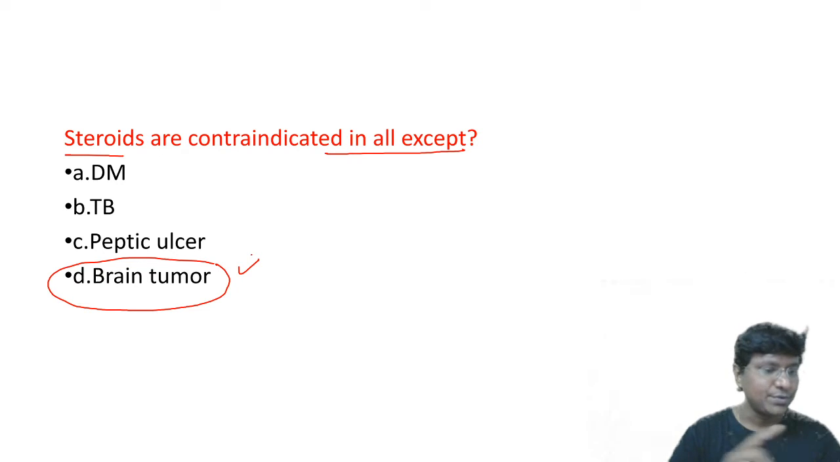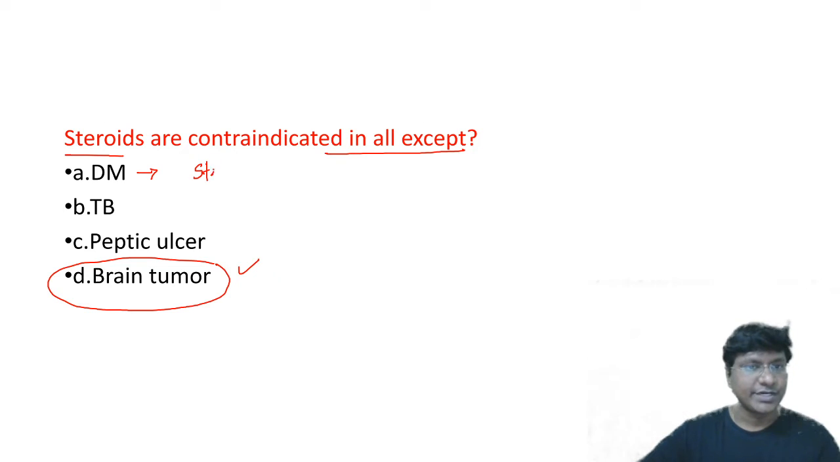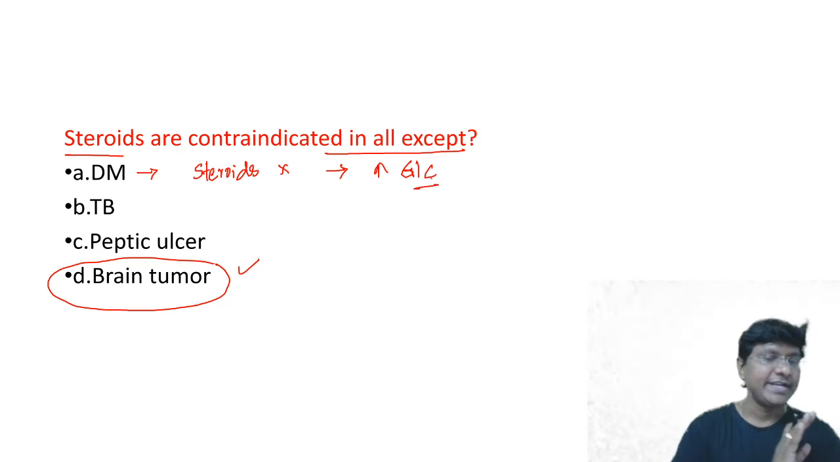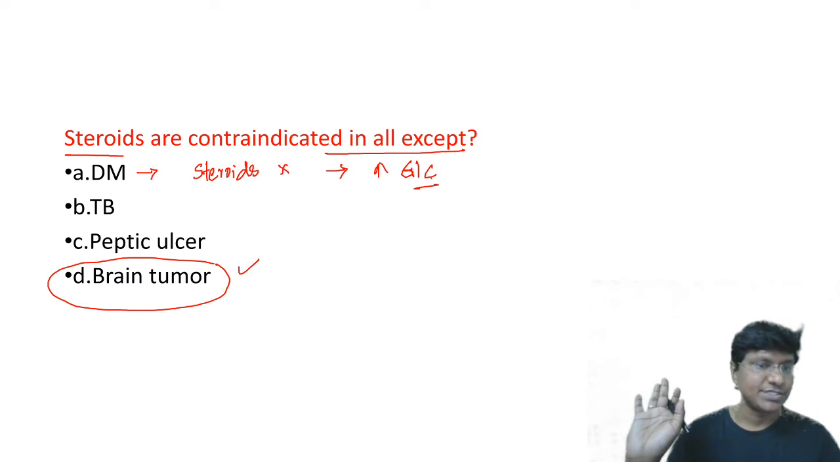Now let me explain to you one by one. In case of diabetes mellitus, you should not give steroids. The question is why? Because steroids will increase the glucose levels. That is the reason why in diabetes mellitus, you should not give steroids.